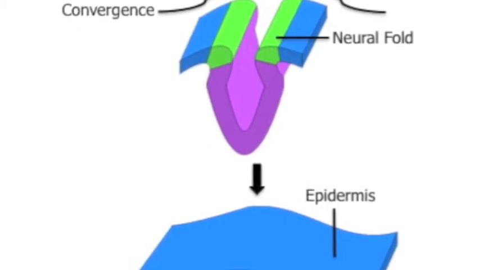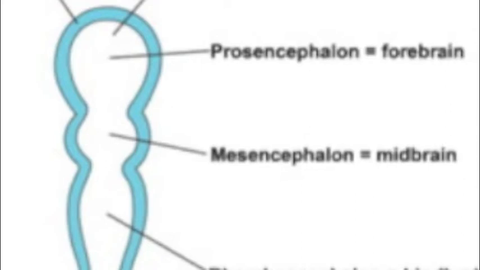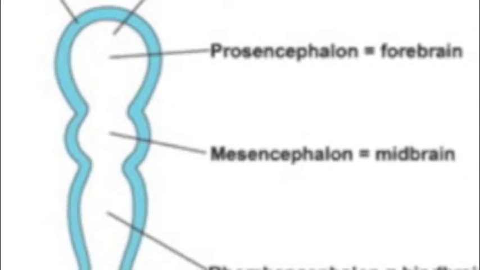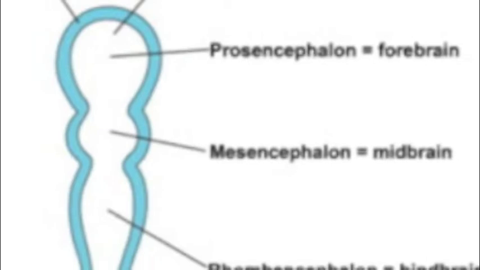As soon as the neural tube forms, its anterior end begins to expand, and constrictions appear that mark off the 3 primary brain vesicles. These are the prosencephalon, or the forebrain, the mesencephalon, the midbrain, and the rhombencephalon, also known as the hindbrain. The remainder of the neural tube becomes the spinal cord.